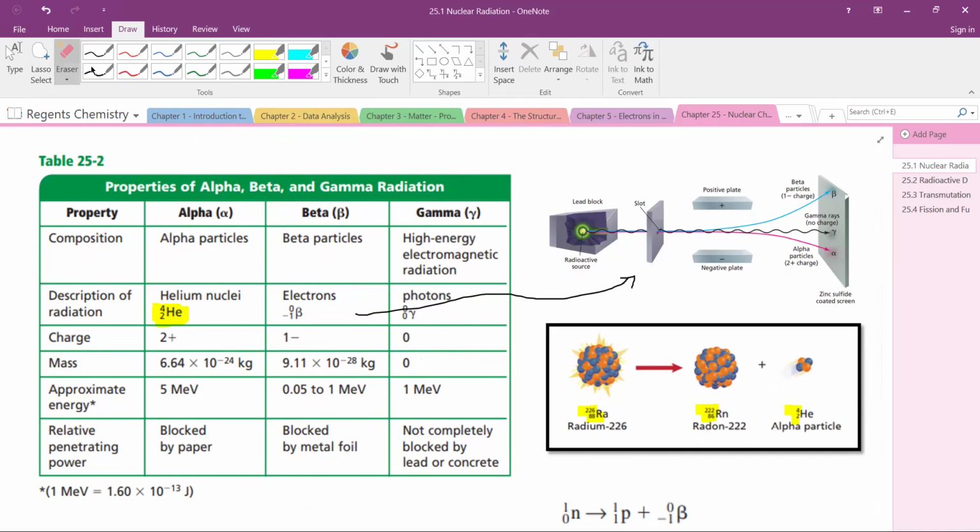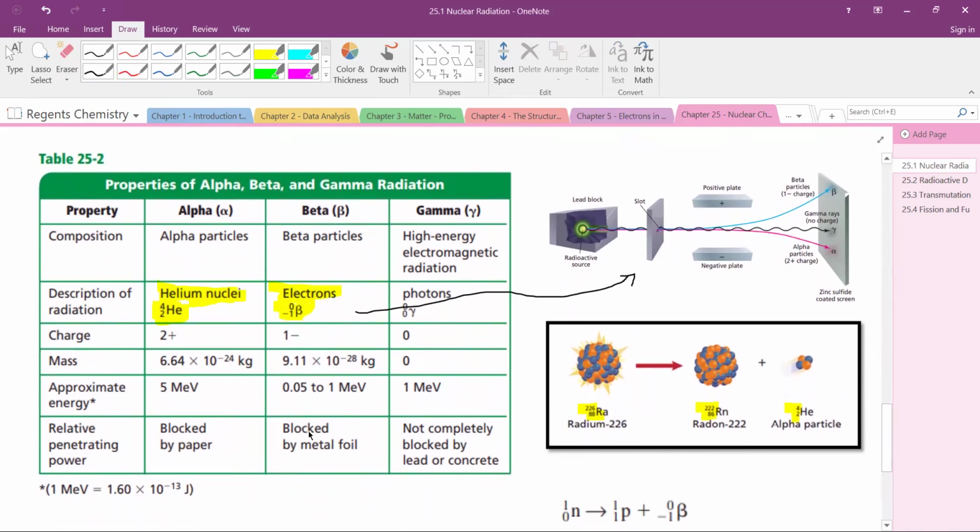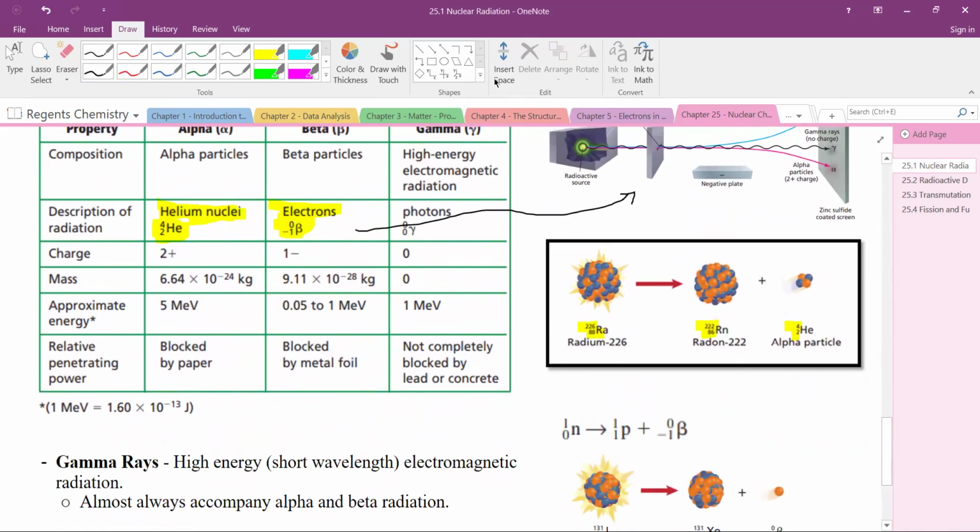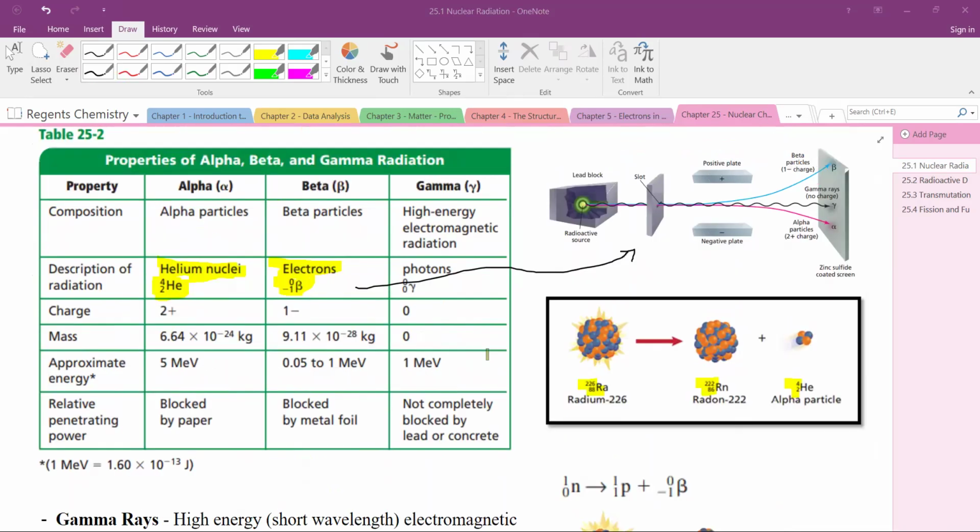So the charge of our beta particles, which again is simply an electron, right? These are indicated with a fancy B, 0 on top because they have no mass, and a -1 on the bottom because they are the opposite of a proton. So their atomic number is -1. These things have a -1 charge, very small mass, and they have a 0.1 to 1 mega electron volt range of strength, which actually makes them moderately strong, but still not too crazy. They can be blocked by metal foil.